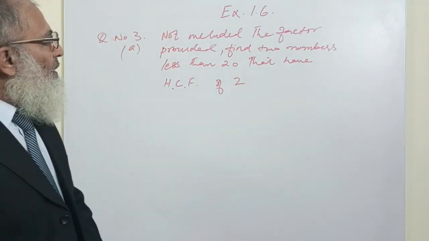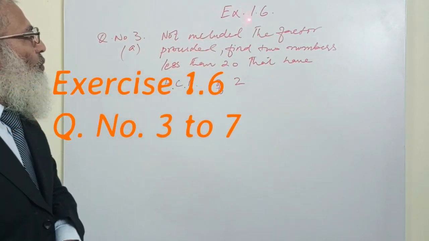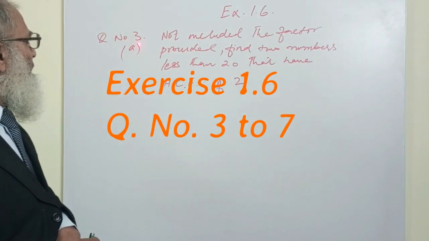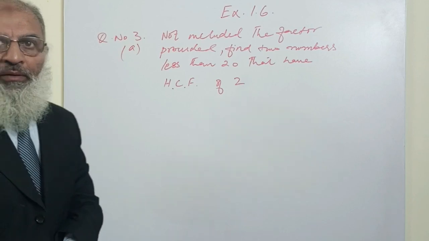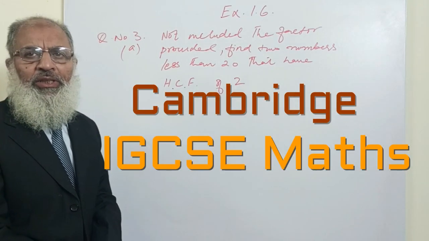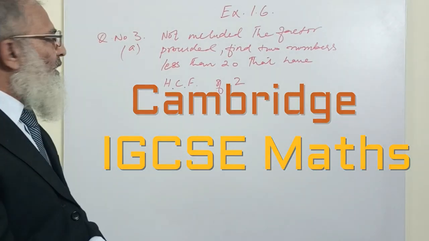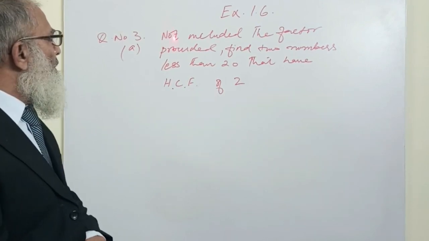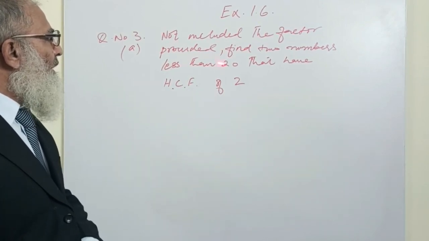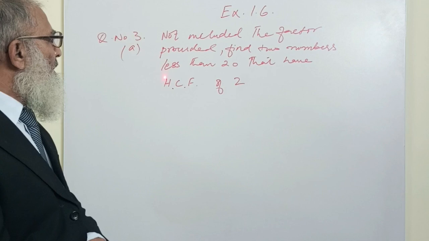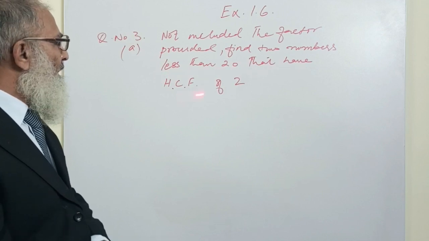So we start with exercise 1.6 and question number 3, part A. Now this is a very tricky and logical question. Let me read it out for you. Not including the factor provided, find two numbers less than 20 that have an HCF of 2.